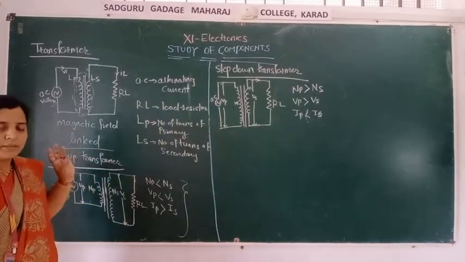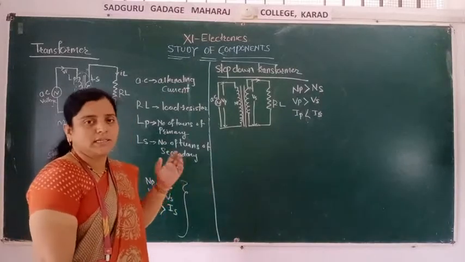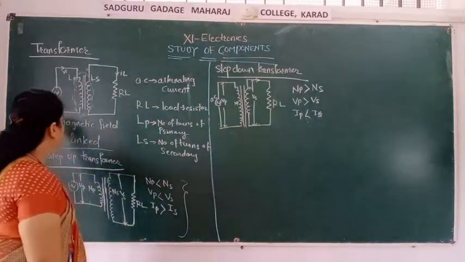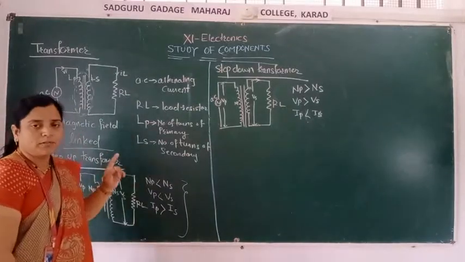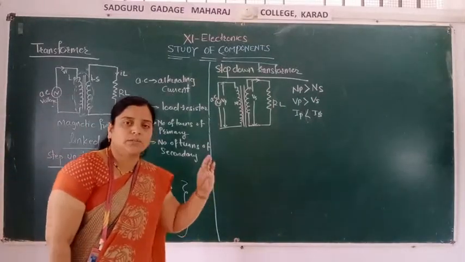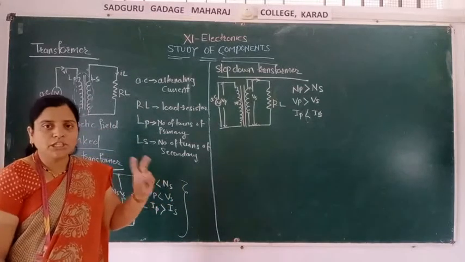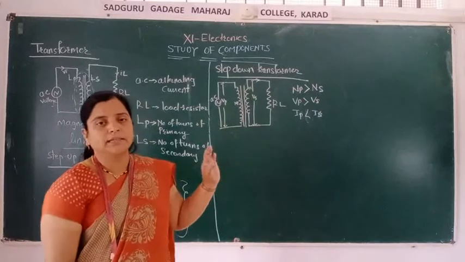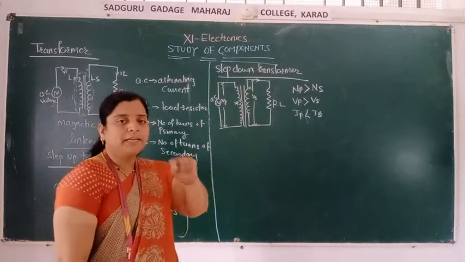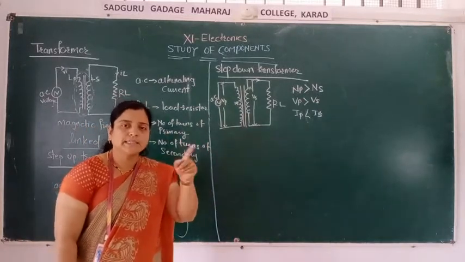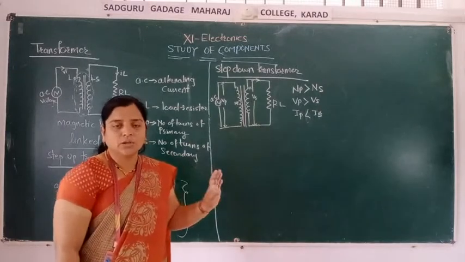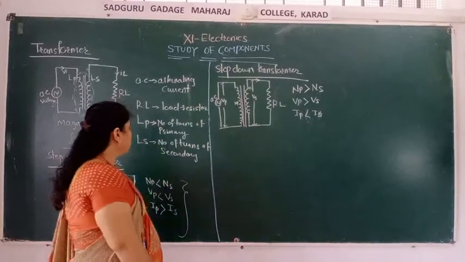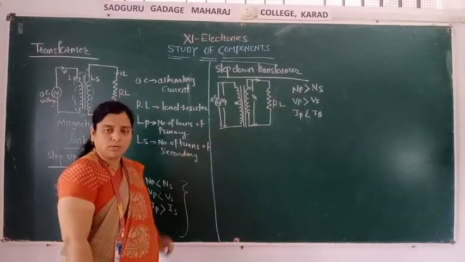Transformer transfers the signal, it acts on the mutual inductance. When AC voltage is connected to the primary of the transformer, a load resistor is connected to the secondary of the transformer. These two windings are not directly connected, but are linked by the magnetic field. Magnetic field is produced between the two windings, therefore they are linked. Otherwise, they are not directly connected to each other. Okay, so these are two types of transformers: step up and step down transformer.